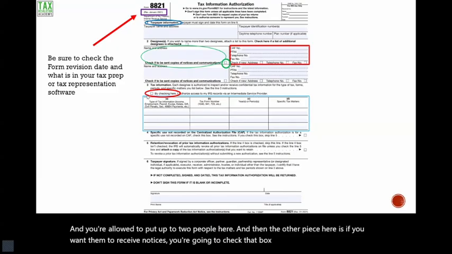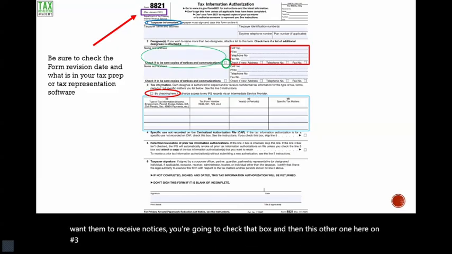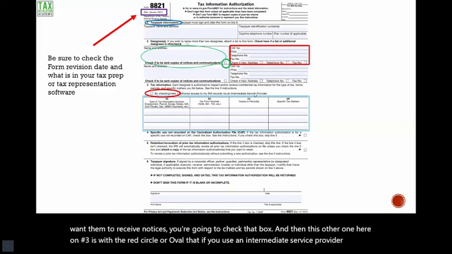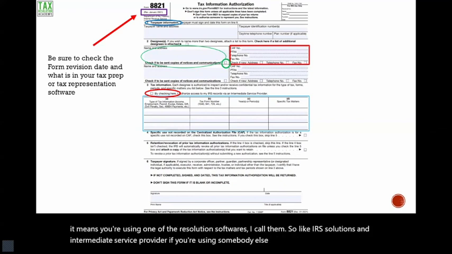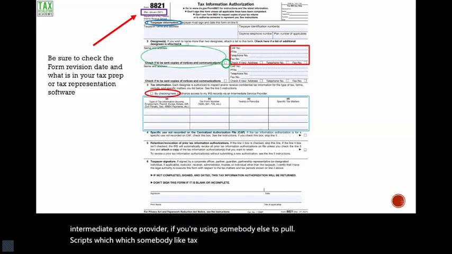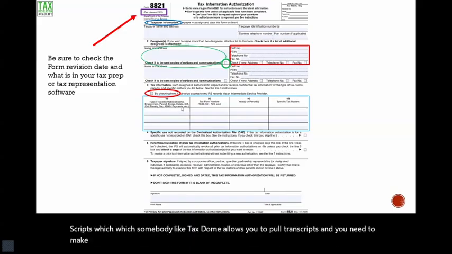And then this other one here on number 3, with the red circle or oval: if you use an intermediate service provider, which means you're using one of the resolution softwares, as I call them, like IRS Solutions, or an intermediate service provider if you're using somebody else to pull transcripts, which somebody like TaxDome allows you to do, you need to make sure you check that box.